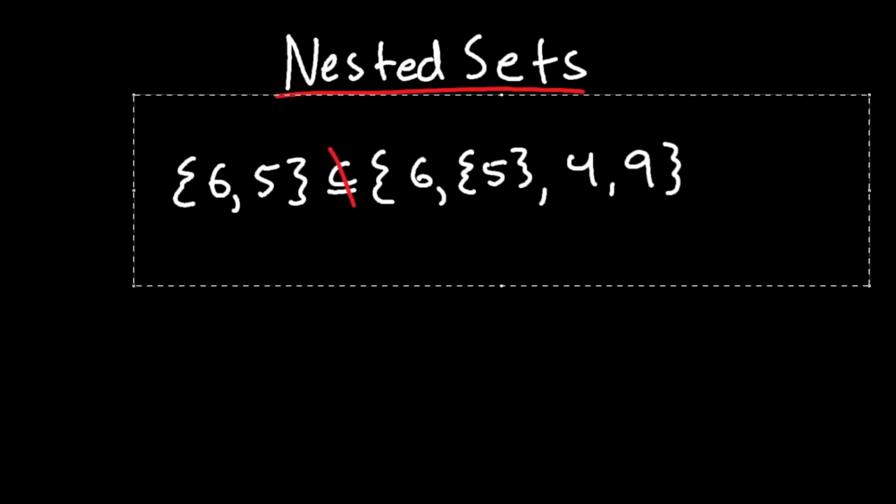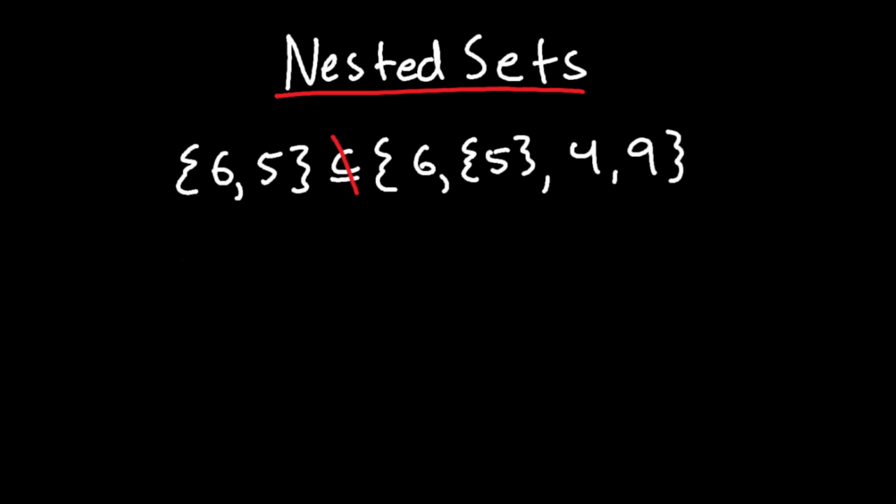So {6, 5} is not a subset of {6, {5}, 4, 9}. Okay, why is that? Well, remember, in order to be defined as a subset, every element in this set must exist in this set. So let's go ahead and test that out.